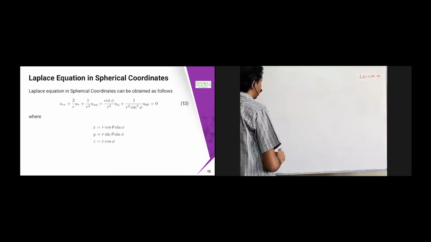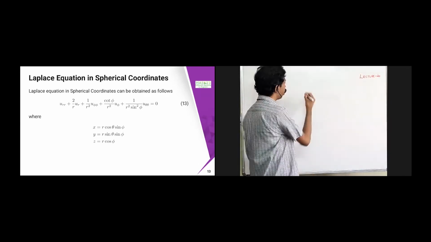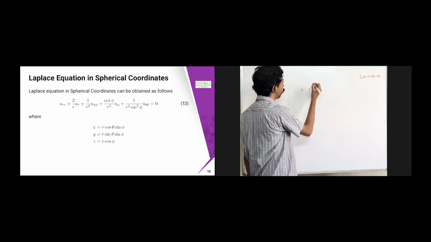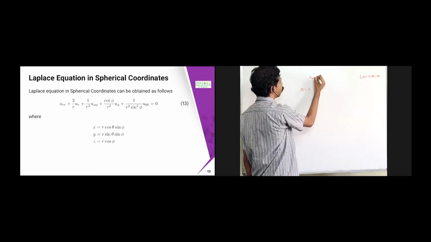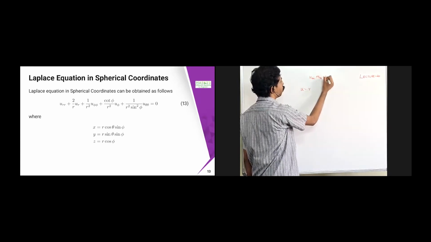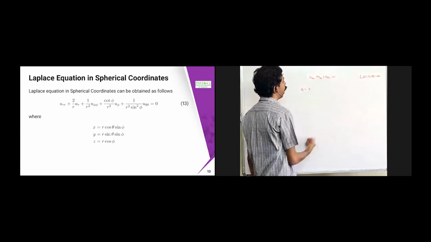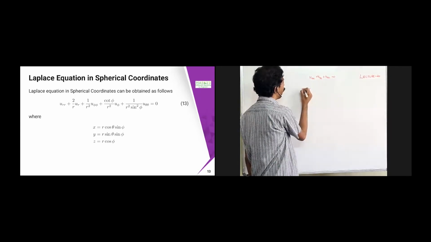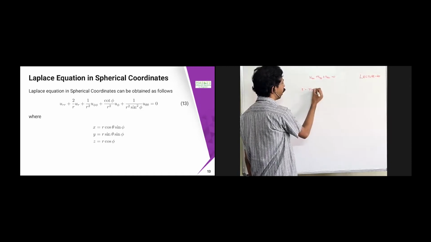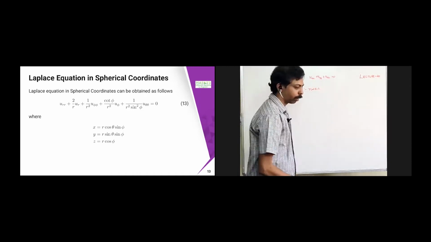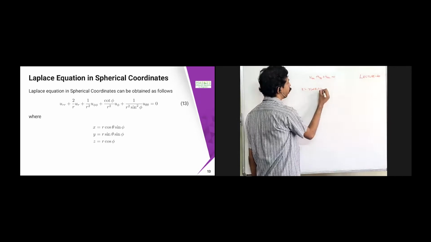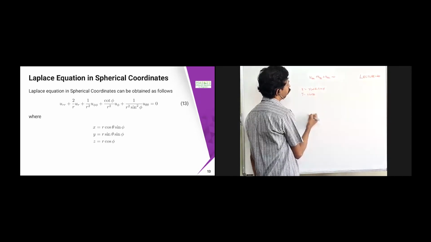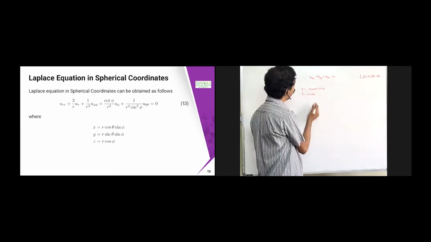So you are going to solve this problem: u_xx plus u_yy plus u_zz equal to 0. This is the problem we are going to solve. In this case, I am going to use the spherical coordinates, so I am going to use x equal to r cos theta sin phi, and y equal to r sin theta sin phi.